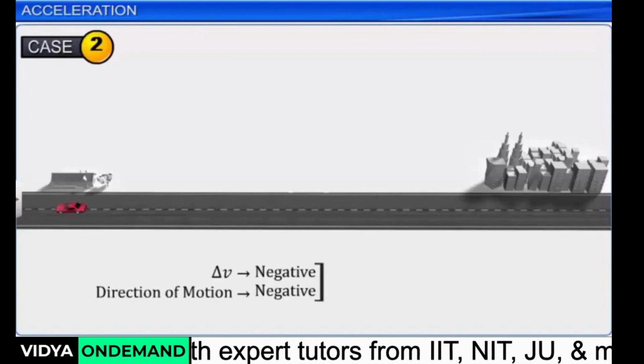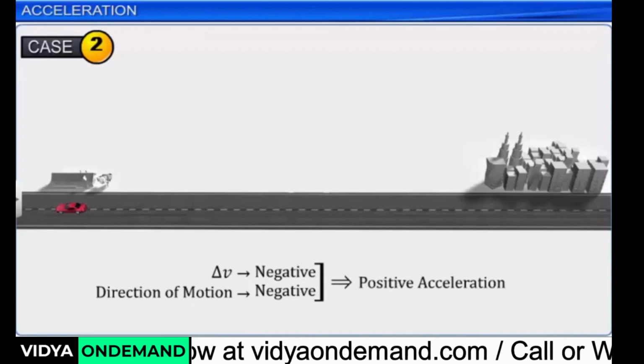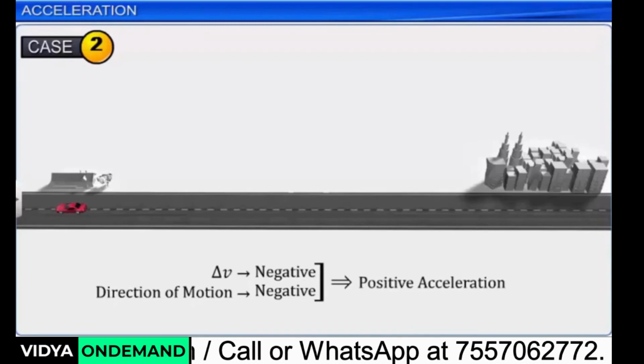Let us now consider cases where acceleration is negative. Case 1. Now consider the car moving in a positive direction.